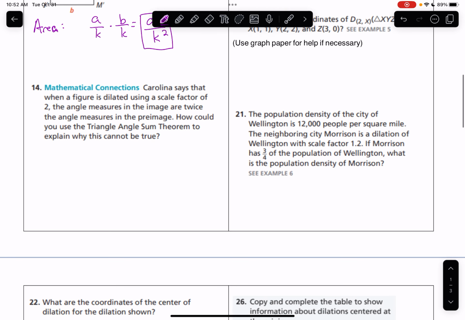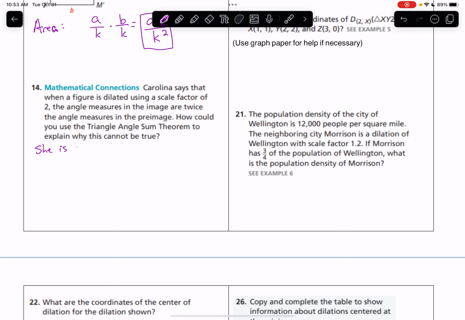Number 14, Carolina says that when a figure is dilated using a scale factor of 2, the angle measures in the image are twice the angle measures in the pre-image. How can you use the triangle angle sum theorem to explain why this cannot be true? Well, the triangle angle sum theorem is the one that says that the sum of the angles in a triangle is 180 degrees. So, of course, if we doubled them, it would be 360 degrees, which means that it wouldn't be a triangle anymore. So that would not be a dilation. So we can say she is incorrect.